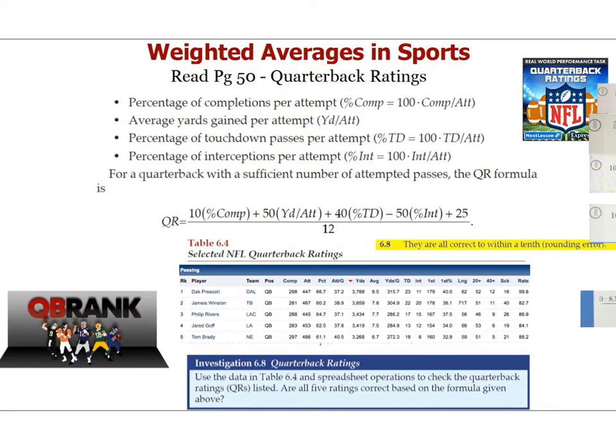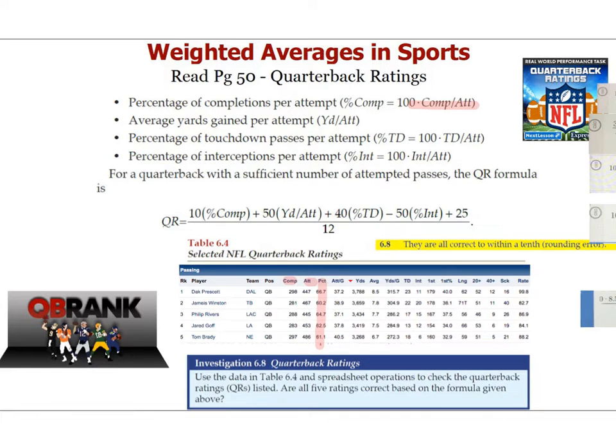When they find the quarterback ratings and do their stats, this is what they use. First they take the percentage of the completions per attempt, which you find by doing 100 times the completions divided by the attempts. If you look in the table, we have the completions here and the attempts here. They went ahead and gave you the percentage in this next column.